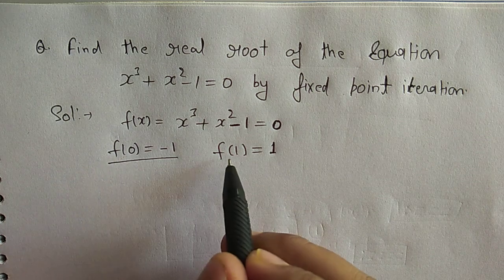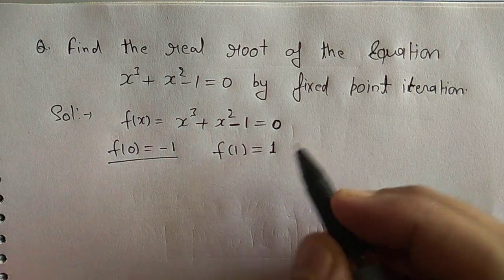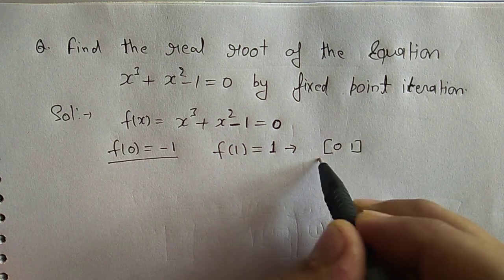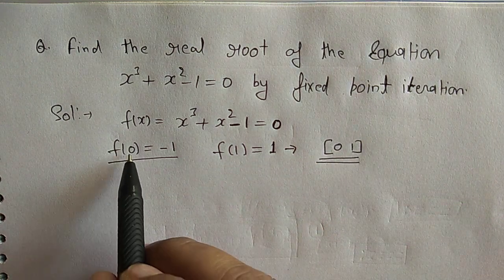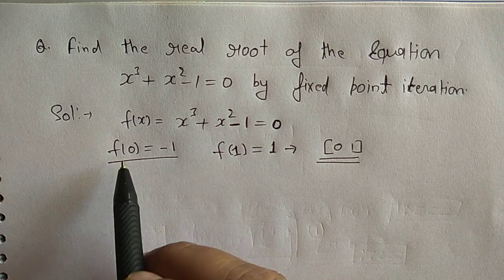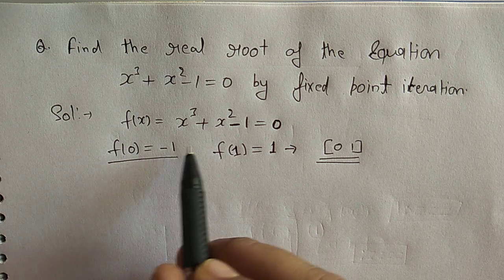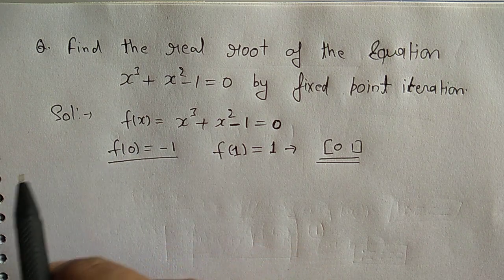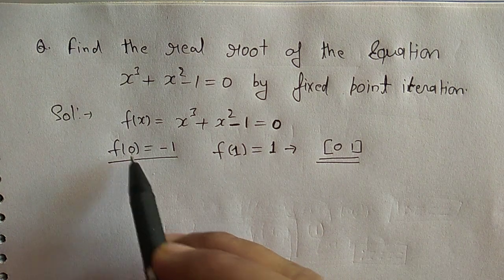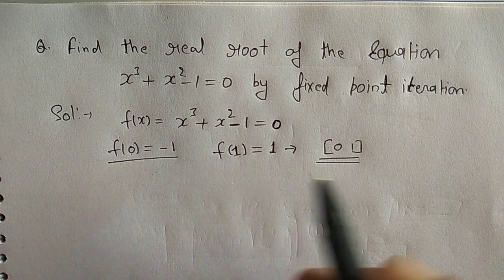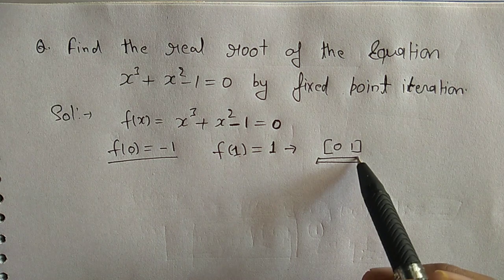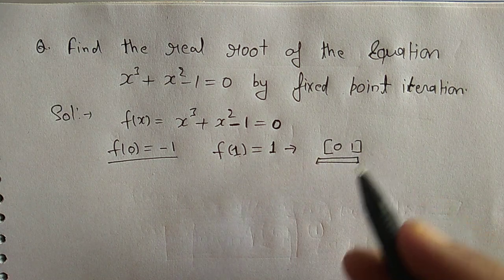So f of 0 and f of 1 have opposite signs, which ensures that your real root lies between 0 to 1. This fixing point is our own interest. One can fix 0, 1, 2, 3 or minus 1, minus 2, minus 3, minus 4 like that. Here luckily we immediately got that 0 and 1 have opposite signs, so we can make sure this equation has a root between 0 to 1.